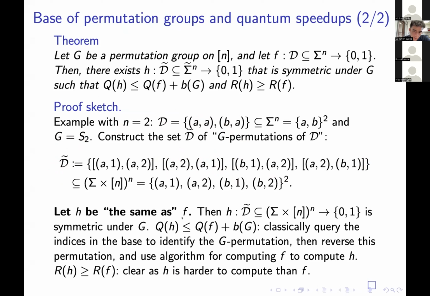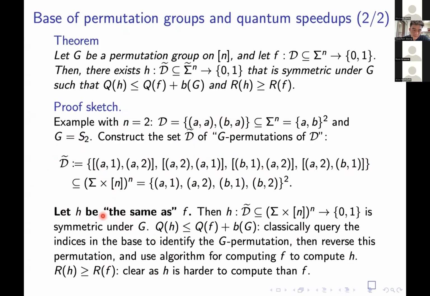We'll now let H, which is a function on D tilde, be basically the same as F, in the sense that H will map the first 2 elements to whatever F maps (A, A) to, and H will map the second 2 elements in D tilde to whatever F maps (B, A) to.